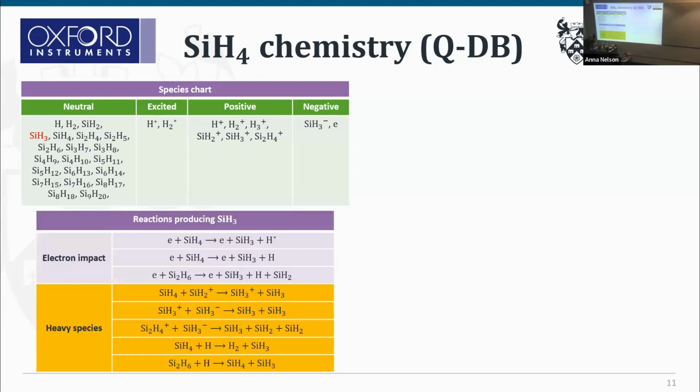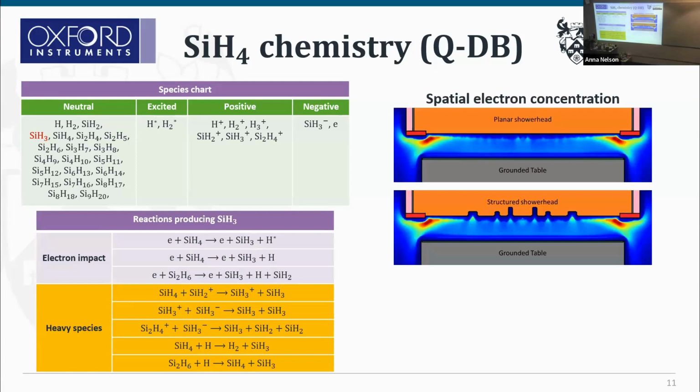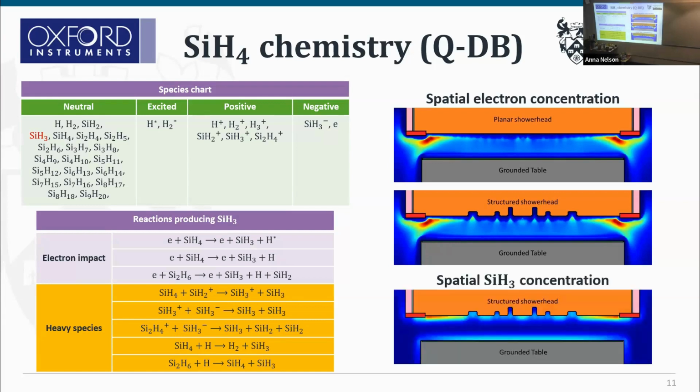If we look at the electron impact and heavy species reactions, these are the reactions that directly produce this SiH3 radical in our chemistry. And this is how we determine that, okay, with electron impact reactions, SiH3 is produced. If we compare a simulation for a planar showerhead and a structured showerhead case, it indicates that we can control the spatial distribution of electrons inside the plasma with the help of the radial locations and the aspect ratio of these cavities. Similarly, these cavities also control the spatial distribution of this SiH3 concentration inside the plasma.